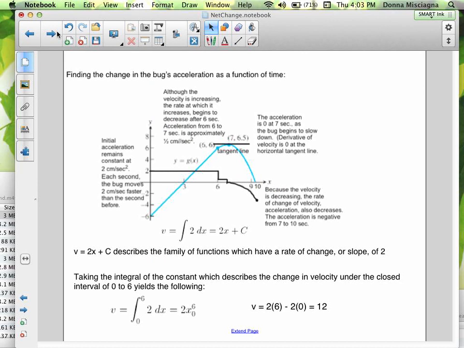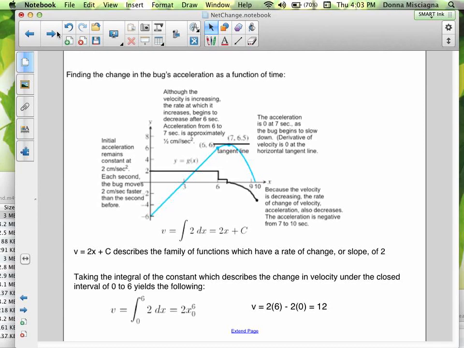So the initial acceleration is constant, 2 centimeters per second squared, because the slope of the velocity curve here is 2 centimeters per second from 0 to 6 seconds. Each second, the bug moves 2 centimeters per second faster than the second before. Although the velocity is increasing, the rate at which it's increasing begins to decrease after 6 seconds. So acceleration from 6 to 7 seconds is approximately half a centimeter per second squared.